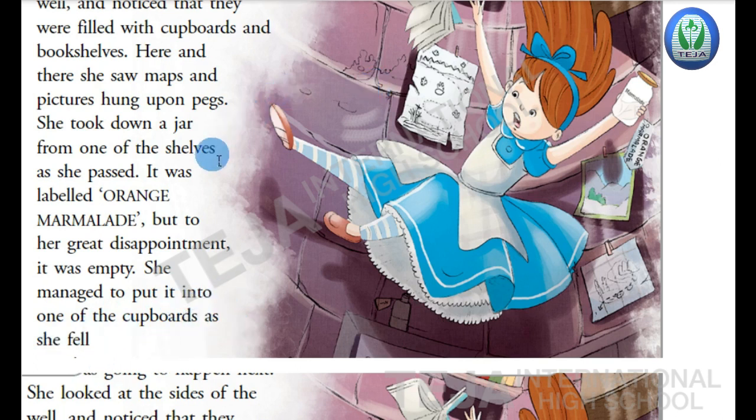Now, as she is falling down, she is moving down only. She observed the cupboards as well as the bookshelves on the walls of the hole. So it is just like a well. And here and there were maps hung on the walls. Now, as she is moving down, what happened?